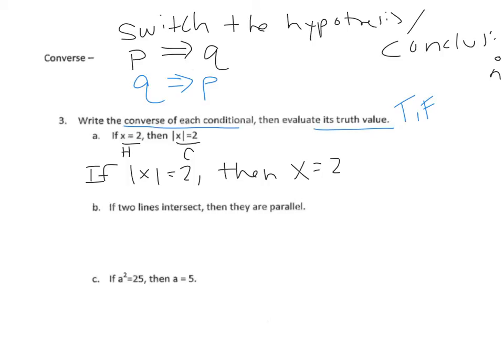So if you remember from algebra, the absolute value of x equals 2 has two numbers, because the absolute value is a distance a number is from 0. So actually the absolute value of x could be 2 and negative 2. So this actually is false, because x could be negative 2. So the truth value is false.